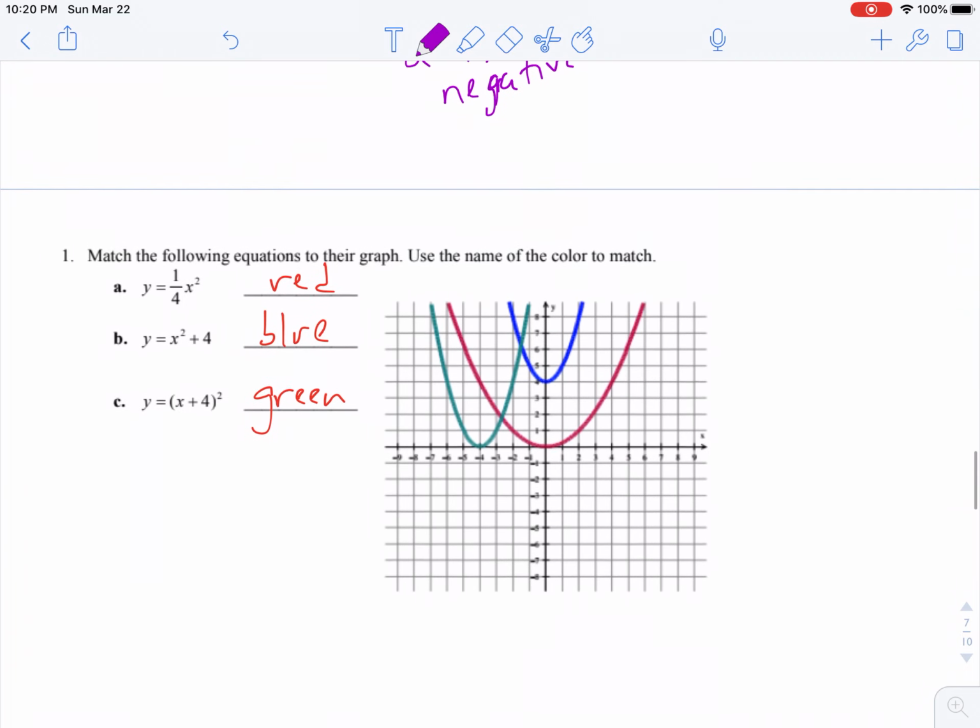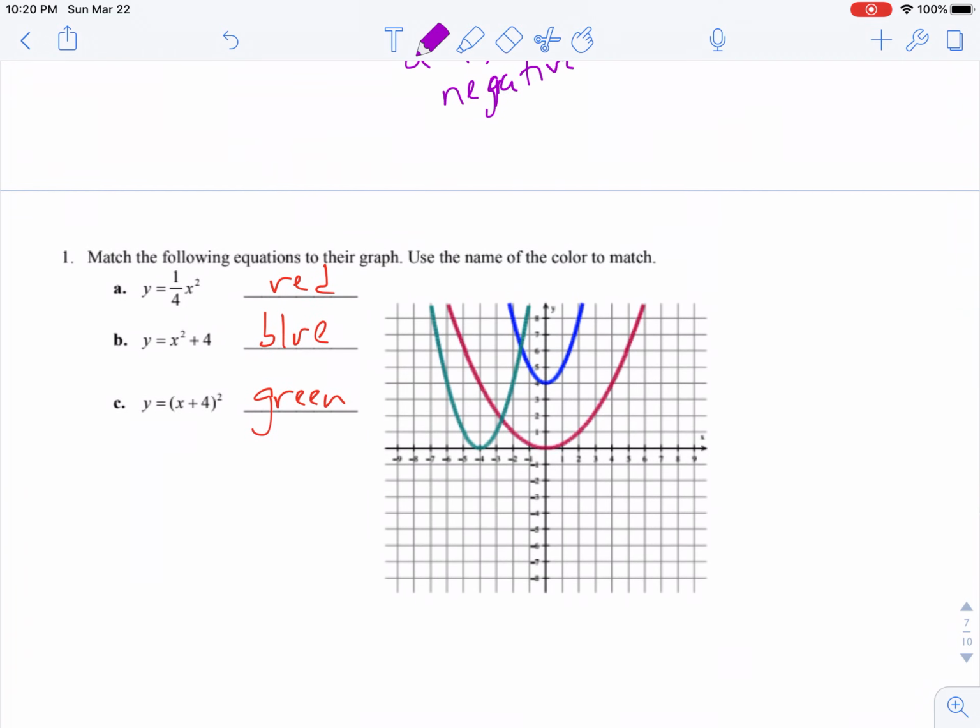Here are the answers to this one. The red one looks the widest, so the A value, the first value you see, should be the fraction, right? The blue one is shifted up 4 units, so the +4 at the end. See that? And then the green one is a standard looking parabola, but it's just actually shifted to the left 4 units. So that'll be part C.